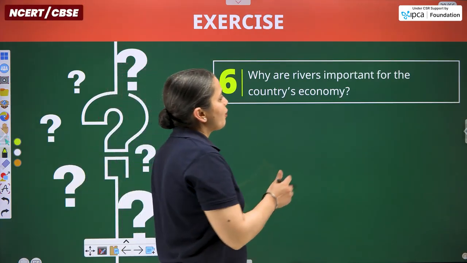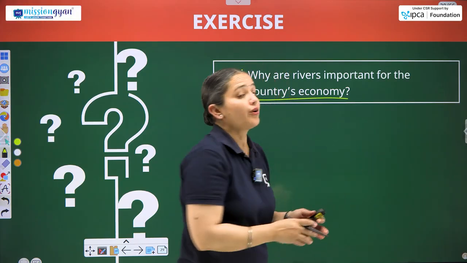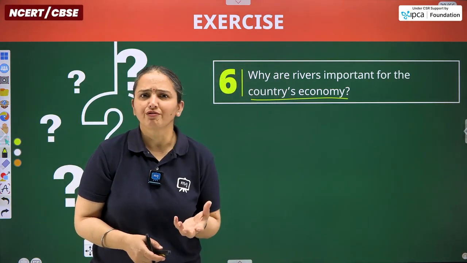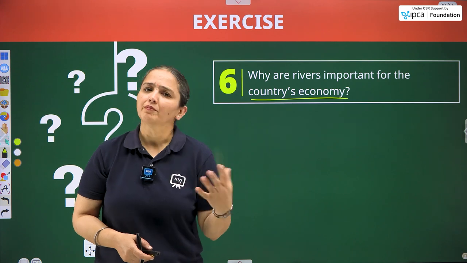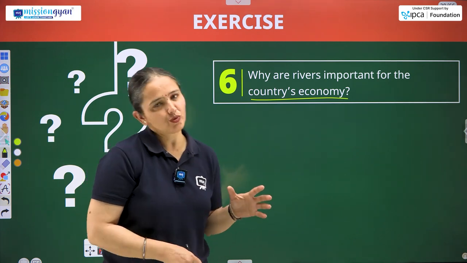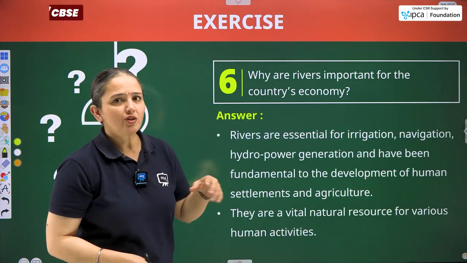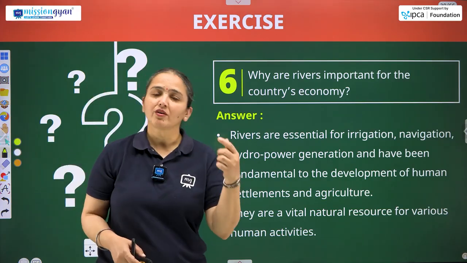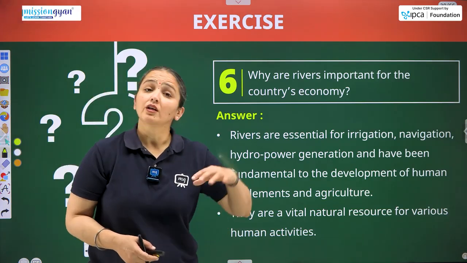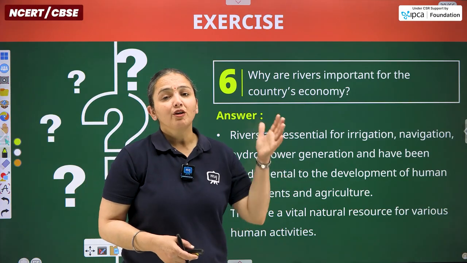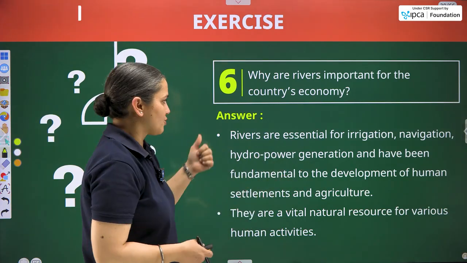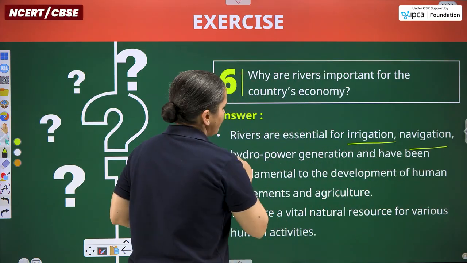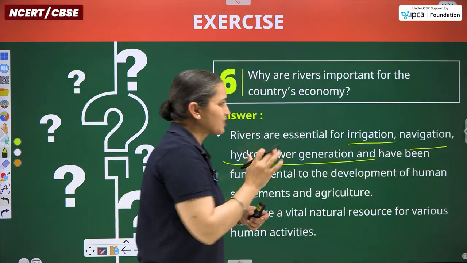Why are rivers important for any country's economy? Because they help in the generation of monetary capital, money, whatever term you want to use. They help in navigation. Rivers help in hydroelectricity generation as well, along with the availability of water for irrigation for agriculture. So rivers are essential for irrigation, navigation and hydropower generation. Similar points will be there.